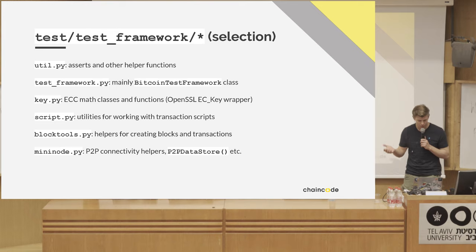First there's util, which has asserts and other helpful functions that you cannot really stick into a different category. Then there's the test framework file. This is the most important file that you're going to use in every test, because this implements the Bitcoin test framework class, and every test is a subclass of the Bitcoin test framework class. You have key.py, which helps us with ECC math, script.py that helps us with generating transaction scripts, blocktools help you to create blocks and transactions, and mininode helps you with introspection and peer-to-peer connectivity.